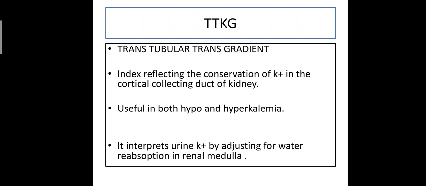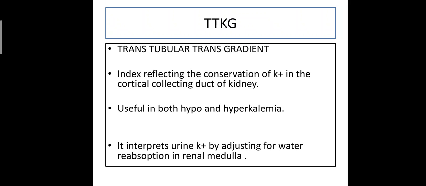Transtubular Potassium Gradient. This is very unique to potassium. This is an index reflecting the conservation of potassium in the cortical collecting ducts of the kidney. It is very useful in diagnosing cases of hyperkalemia or hypokalemia. It helps you to interpret the urine potassium by adjusting it for the water reabsorption in the renal medulla.